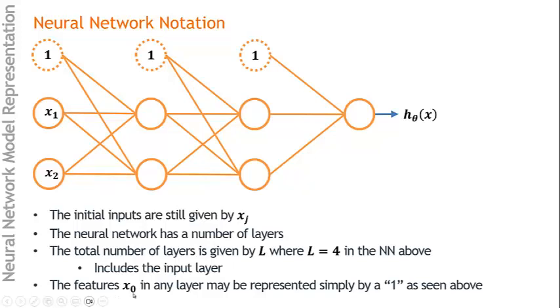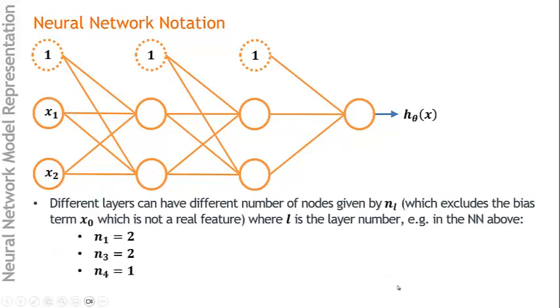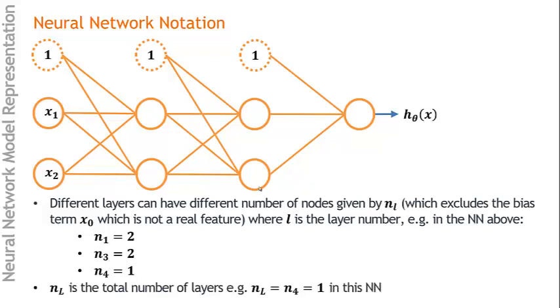All right, the feature x0 on any layer may simply be represented as 1. As I said, this feature corresponds to a bias. Different layers can have different numbers of nodes. So the number of nodes in layer small l is NL. So in this case, we have 2 nodes, not including the bias, 2 nodes, and 1 node in the output layer.